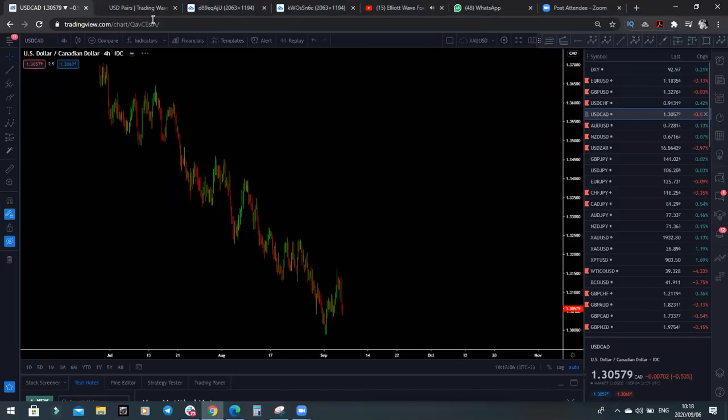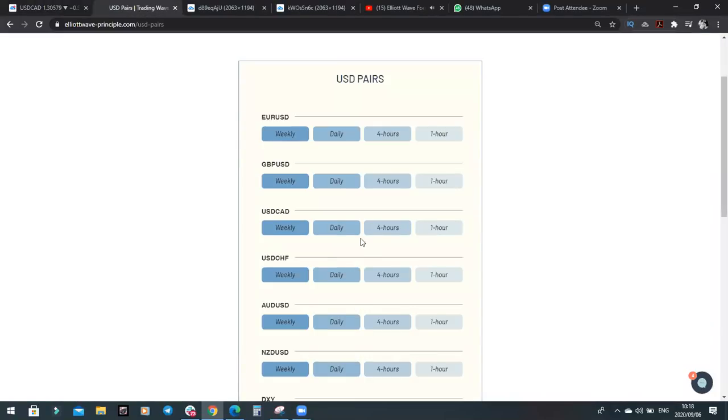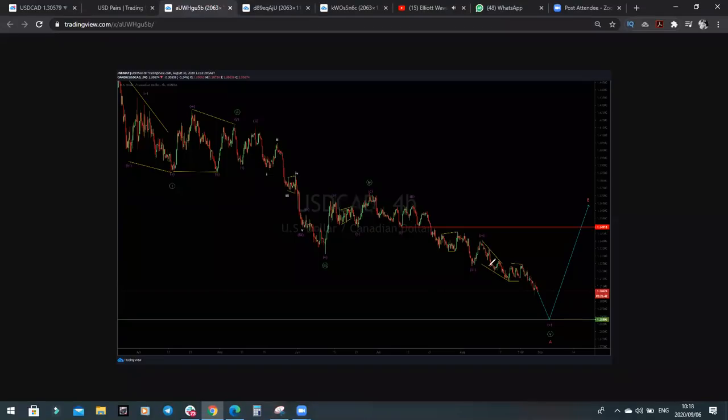US dollar CAD, let's have a look at US dollar CAD here on the website on the 4-hour. So US dollar CAD, you can see from right at the top here, we've been looking for US dollar CAD to keep coming down. This is the overall target at 28 on US dollar CAD. You will see this chart posted on our social media pages on Twitter and Facebook as well. Just check out how we've traded this one from right at the top coming down.